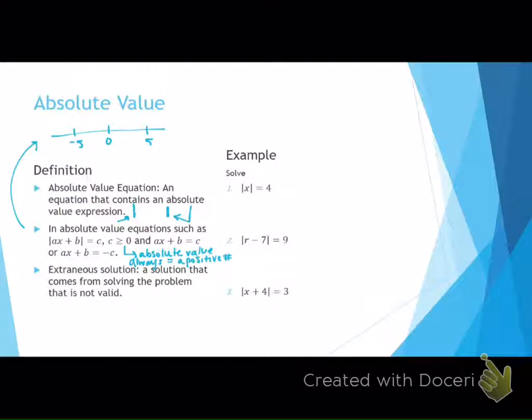So that's where this positive and negative c comes from, because you can either go to the right 5 or to the left 5. If you go to the left 5, you're going in the negative direction. If you go to the right 5, you're going in the positive direction. Absolute value typically has 2 solutions. Not always, but typically, because you can go to the left the distance or you can go to the right the distance. So that's going to be one of the hardest things for you guys to remember, is to make sure you find both of those solutions.